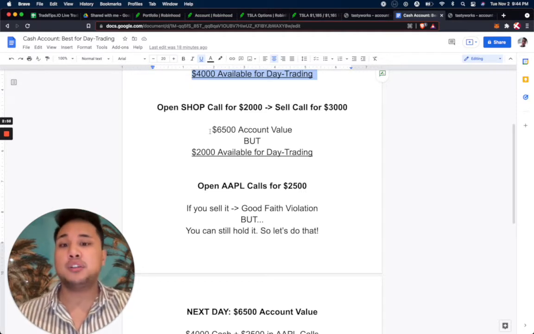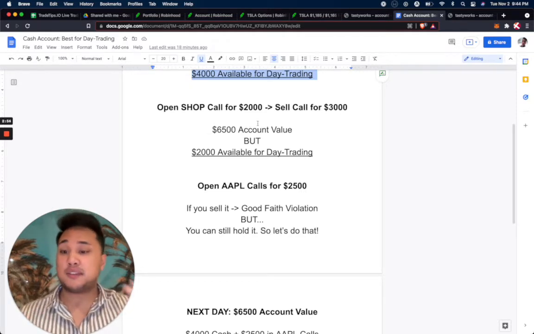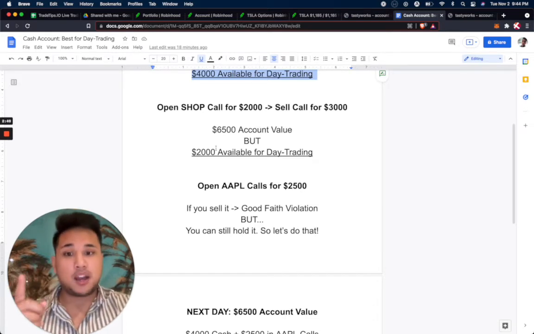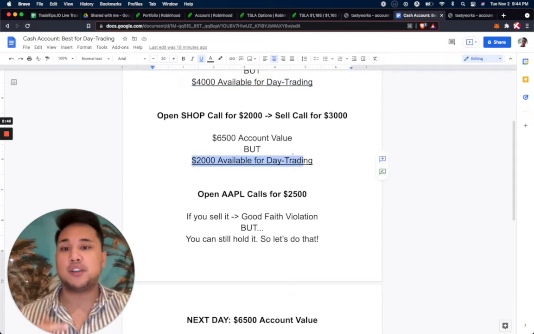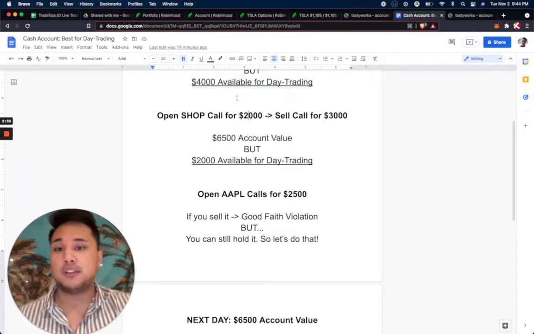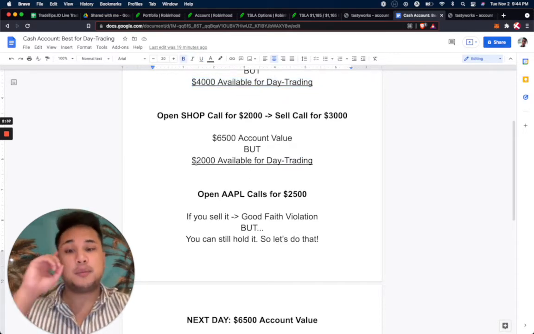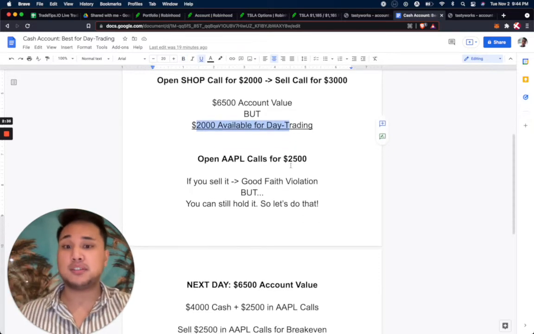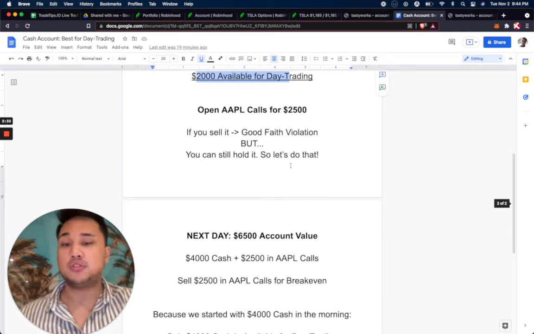Our account value goes up again, and it says we have $6,500 available for trading, but we have to make the mental note that we actually only have $2,000 available. Why? Because we had $4,000 available after our last Tesla call. We used $2,000 of it for this next trade, so we need to make a mental note that we have only $2,000 left available for day trading.